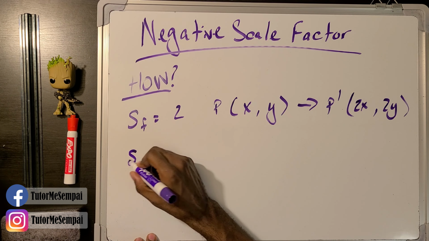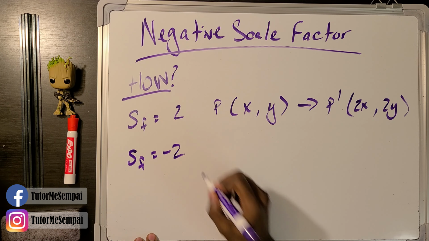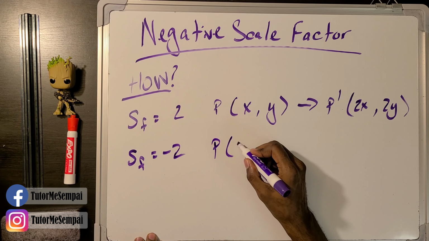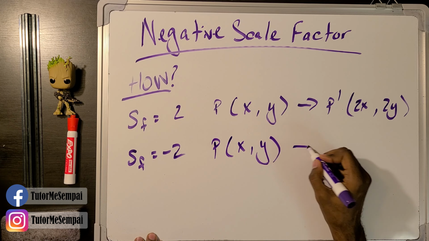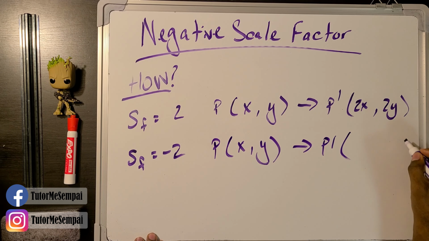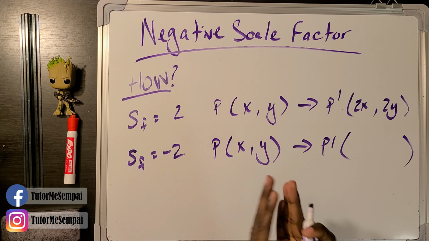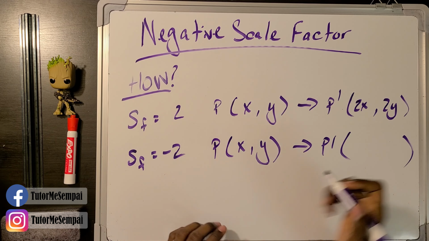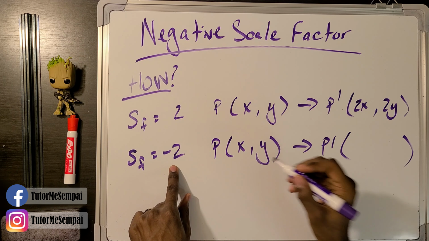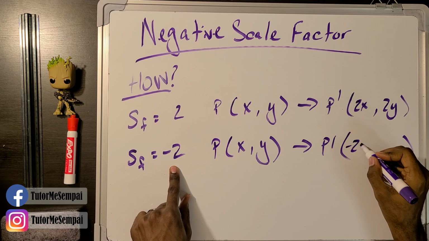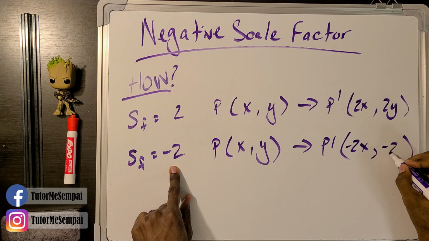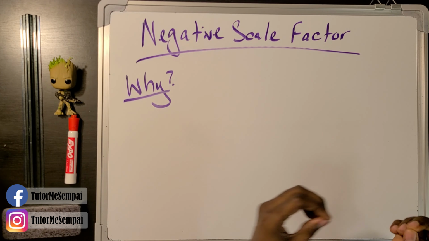Well, what if we had a scale factor that was negative 2, and we still had this point x, y? How is our P prime looking now? Well, the good news is you do the same exact thing. You're going to apply that negative 2 to both your x and y, so you're going to have a negative 2x and a negative 2y. But why does it work?